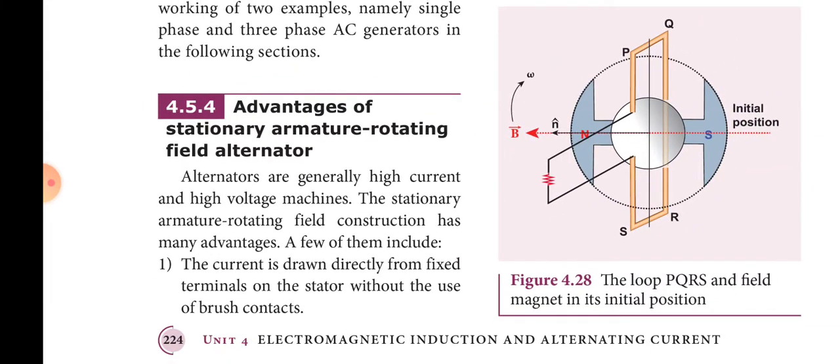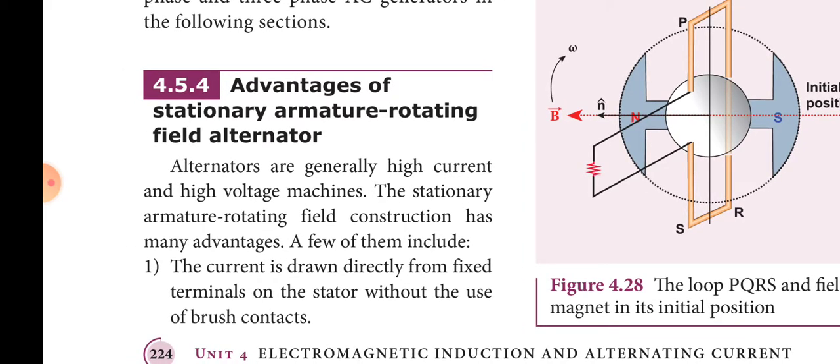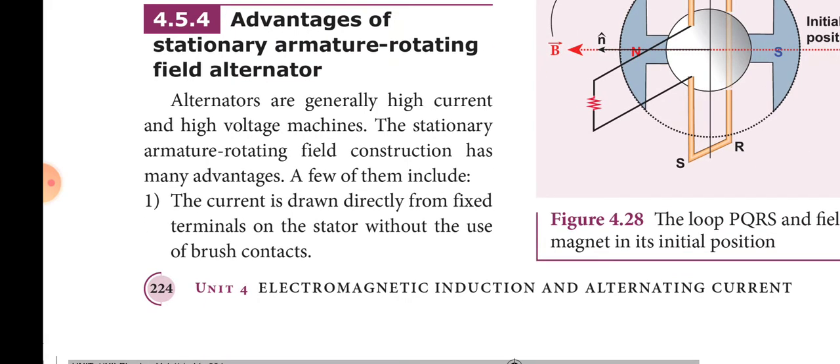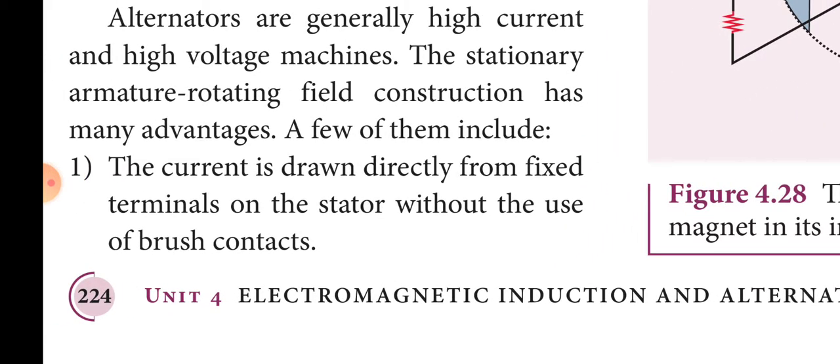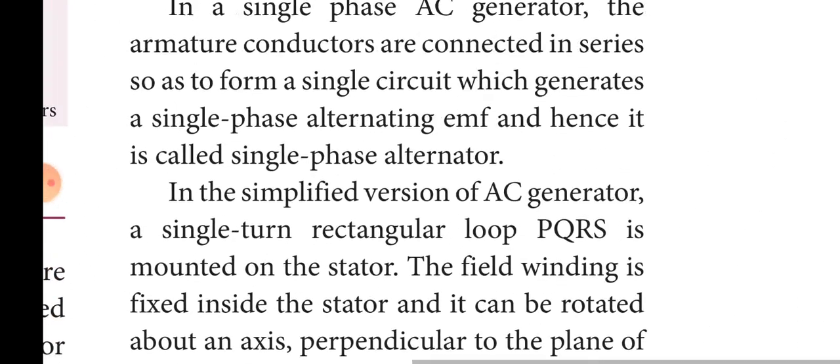Advantages of stationary armature in a rotating field alternator. Here the coil will be stationary, and only the magnetic field will be rotated. The first advantage is that the current is drawn directly from the fixed terminals on the stator without the use of brush contacts.